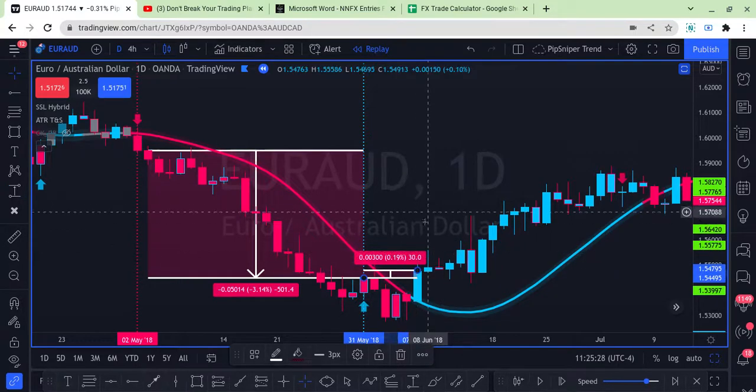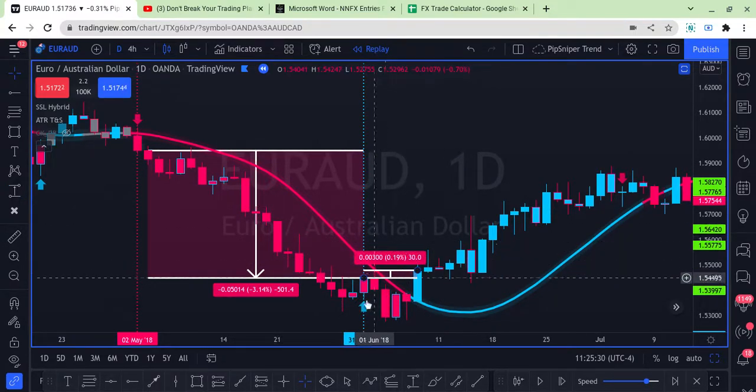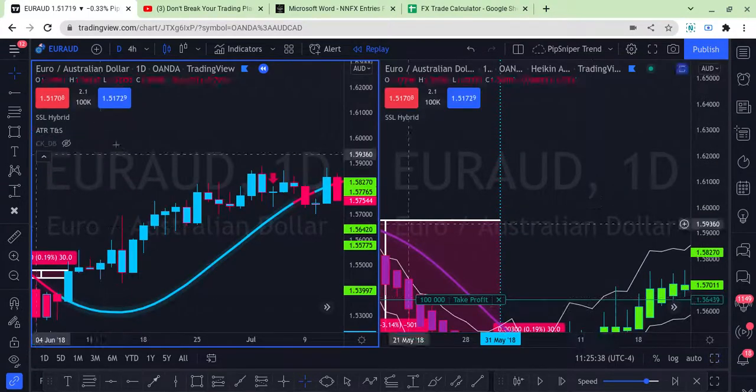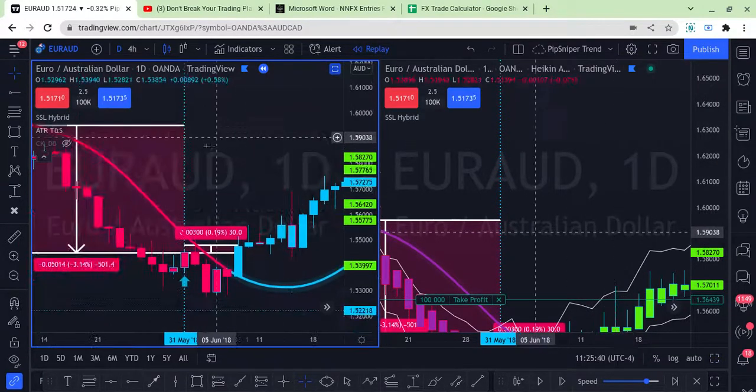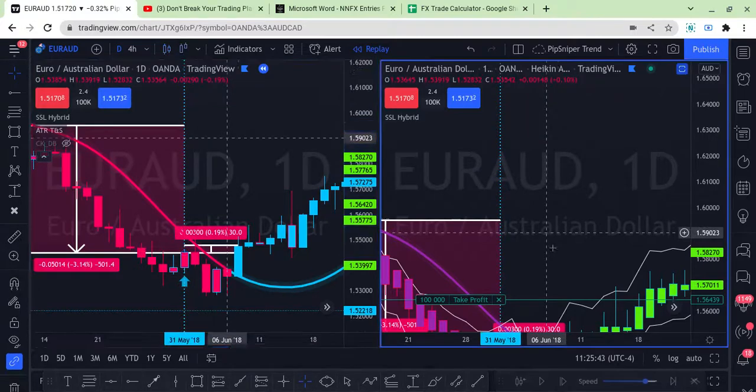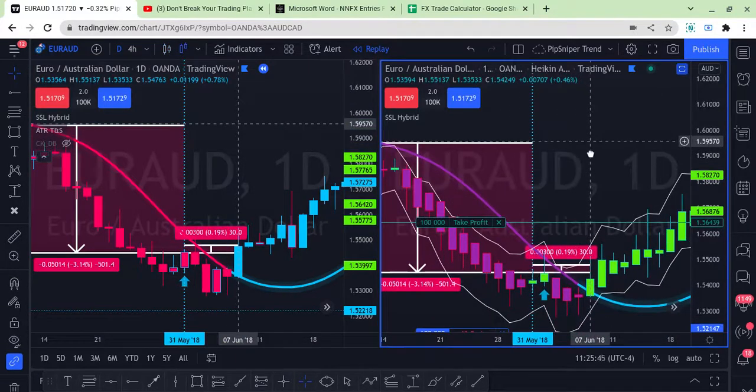So you would have lost 30 pips, waiting instead of closing here. When you got the arrow, you would have closed here. And I believe this is also the same place that the Heiken Ashi closed. Let's see. And I know I'm using just one or two examples, but I didn't want to take all day.